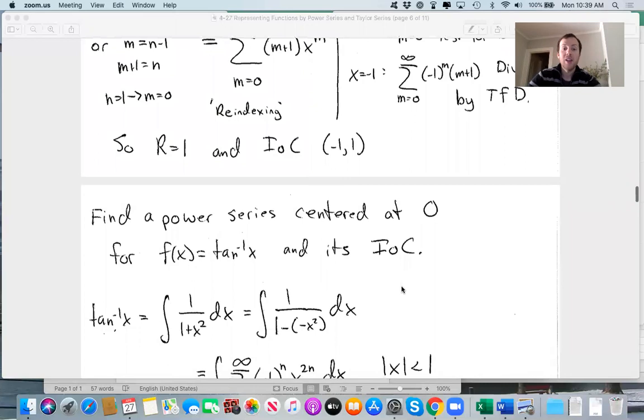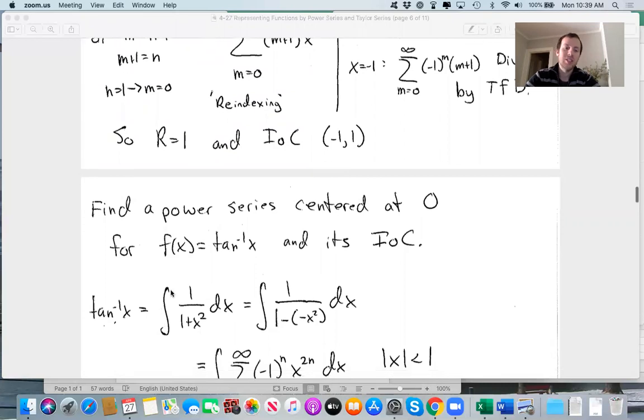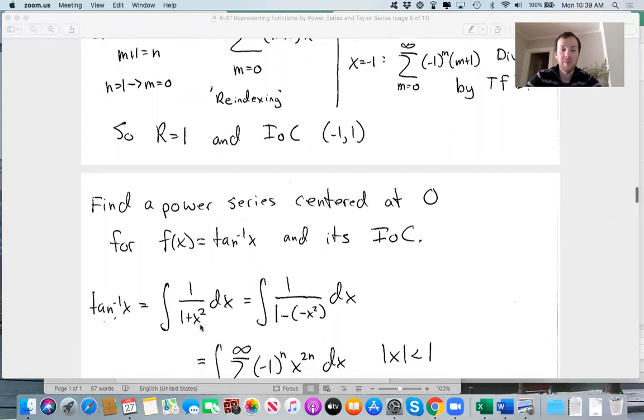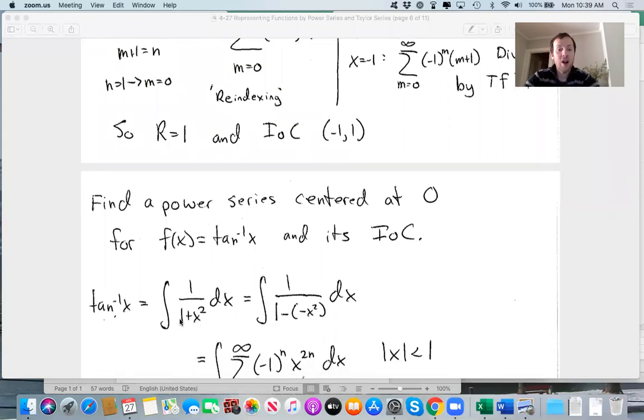So the fact that we know is inverse tangent is the integral. This technically includes a plus c, but we'll forget about that. This is an antiderivative of 1 over 1 plus x squared. And as we saw, 1 over 1 plus x squared, we can write in the 1 over 1 minus something form. And we can find a series for that.